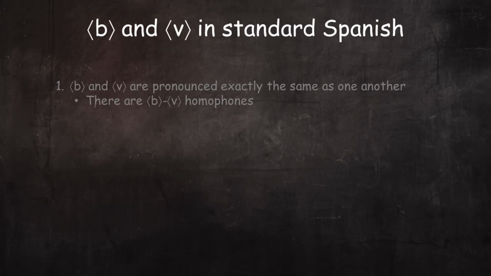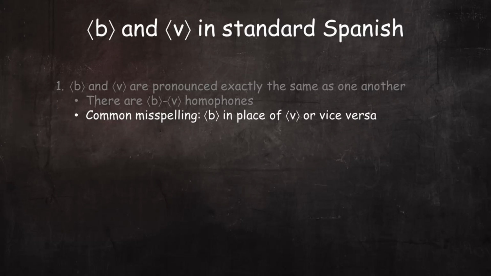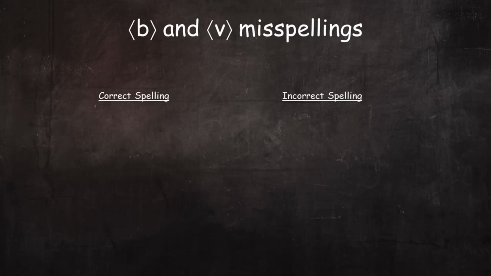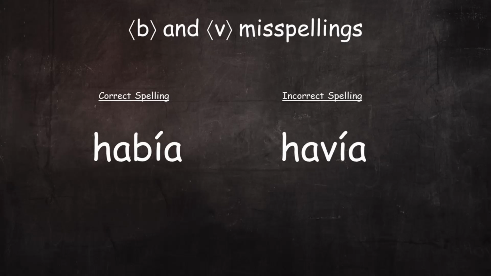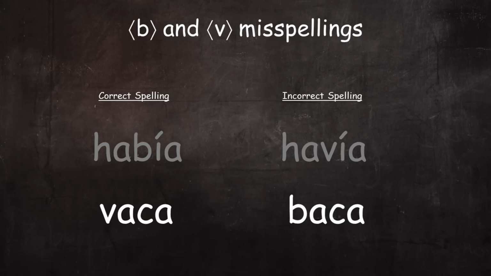Another consequence is that one of the most frequently seen types of misspelling made by native Spanish speakers is to write B in place of V, or vice versa. So, for example, it's relatively common for natives to spell the word había with a V, and words like vaca with a B. Keep your eye out for this sort of thing, and remember that Spanish speakers sometimes misspell words in their native language, just as we English speakers do.